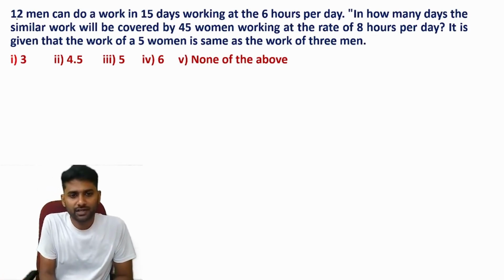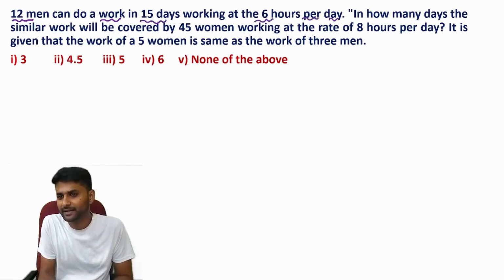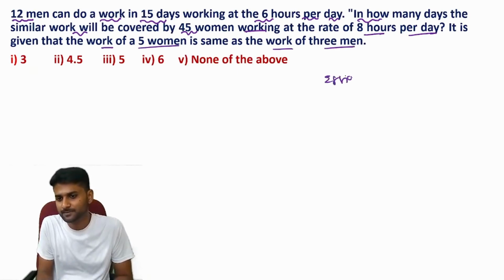Now see this question. 12 men can do a work in 15 days, working at 6 hours per day. In how many days will the similar work be covered by 45 women working at 8 hours per day? It is given that the work of 5 women is the same as the work of 3 men.